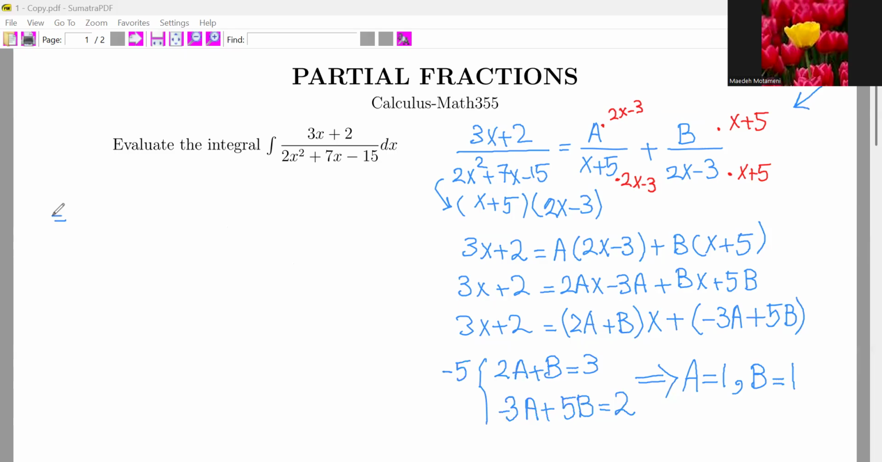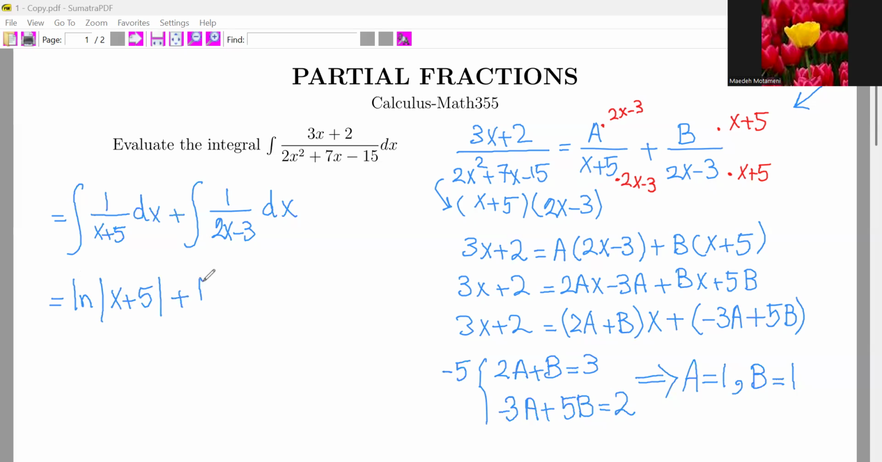So the integral will be equal to A, which is 1, over x plus 5 dx, and B, which is also 1, over 2x minus 3 dx. Now, with the help of partial fractions, we have two new integrals that are easy to solve. So the first one will be ln of the absolute value of x plus 5, and the next one will be ln of the absolute value of 2x minus 3, but something is missing here.